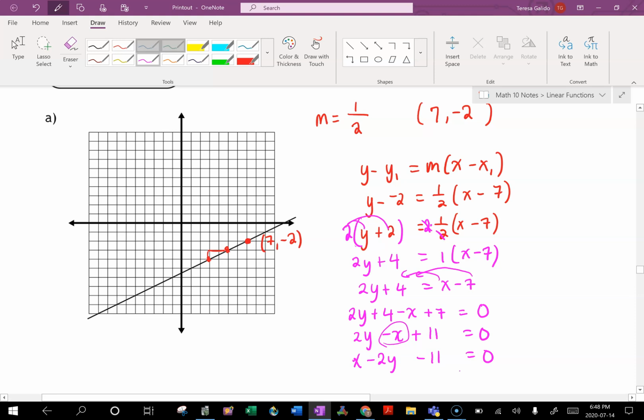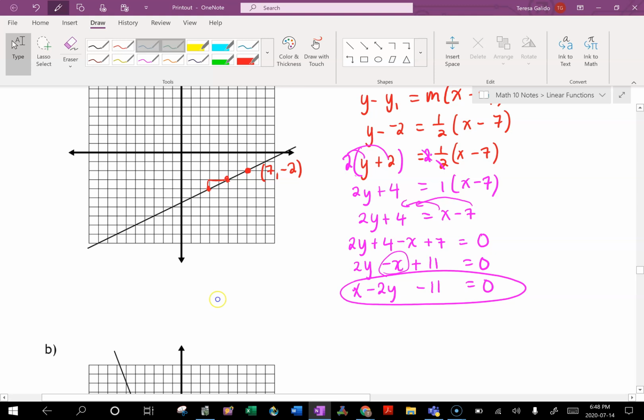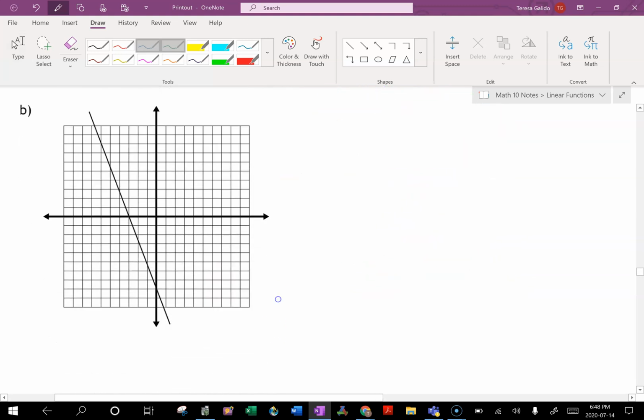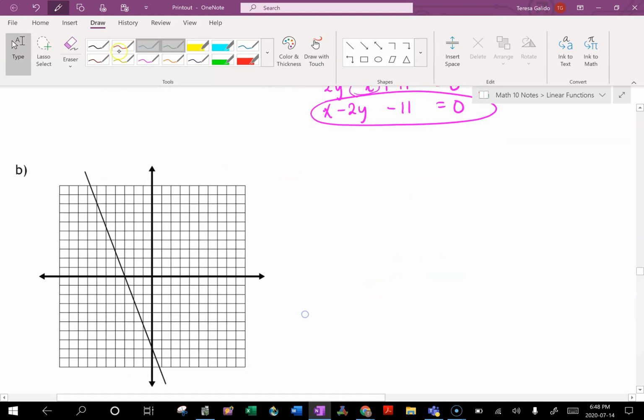Again, what are we doing there? We're actually just multiplying it by -1. So now this is the equation in general form. What about number 2? Okay, letter B here, we can check first what would be our slope. So our slope, let's pick 2 points, this point and this point here.